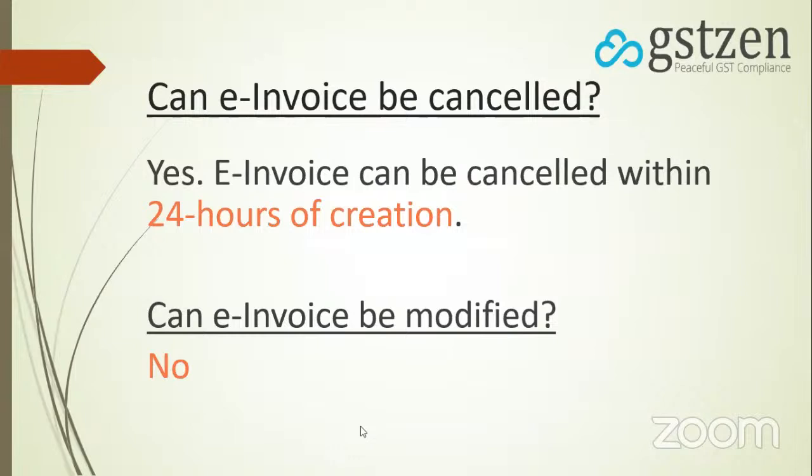Will you be able to modify it? No. Let's say instead of quantity 10, by mistake I mentioned 100. Now I cannot modify it. I can only cancel it. Even after canceling, I will not be able to use the same invoice number. If I've used invoice number 2 and by mistake I've given the quantity 100, I'll have to cancel it and then generate a fresh invoice, that is invoice number 3, with the correct information. Or another method is you can raise a credit note or debit note to rectify the situation.